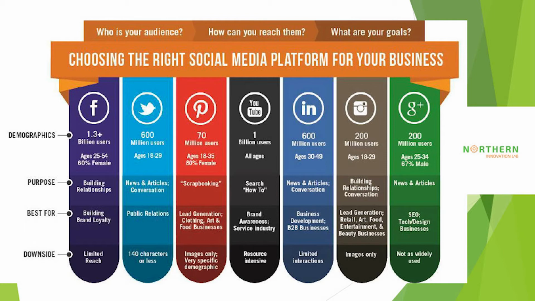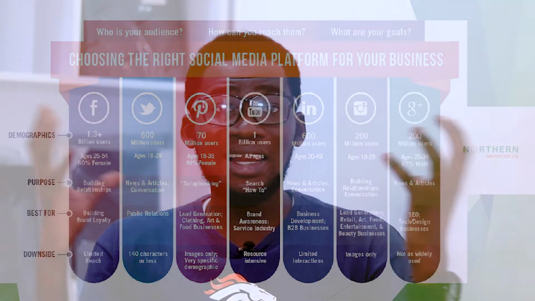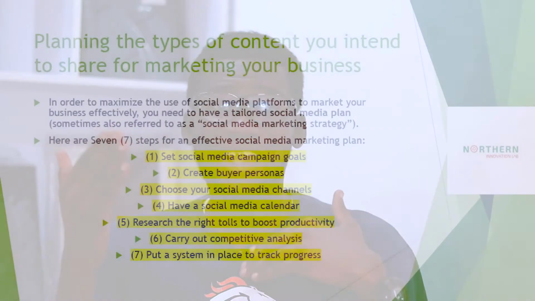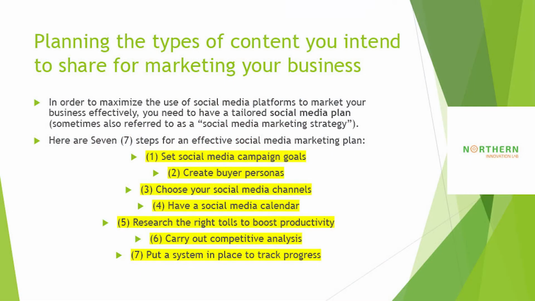Now, it's also important that you plan the types of content you intend to share for marketing your business. And in order to maximize the use of social media platforms to market your business effectively, you need to have a tailored social media plan, or something referred to as a social media marketing strategy. Now, there are 7 steps which we would outline, which you can use as an effective way of creating a social media marketing plan.